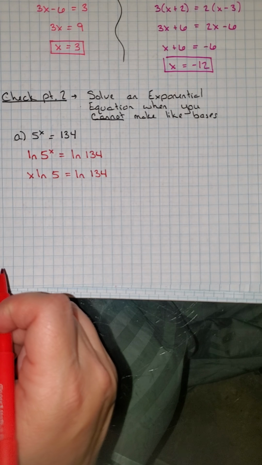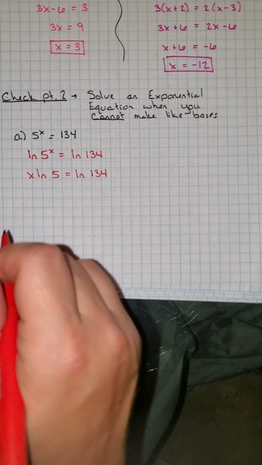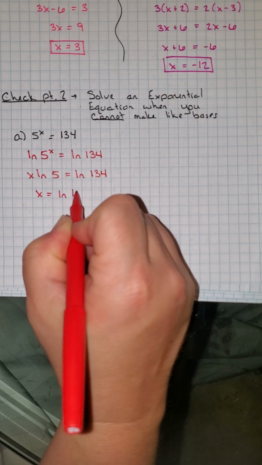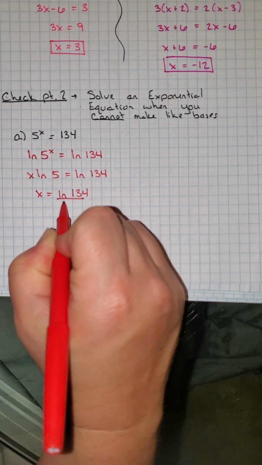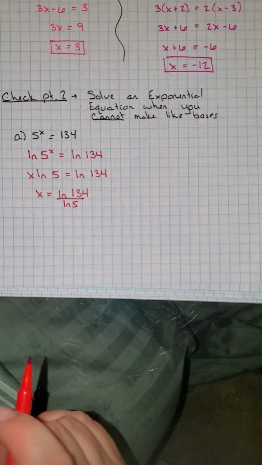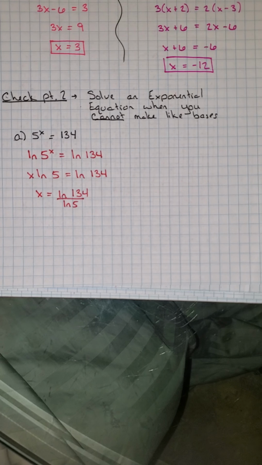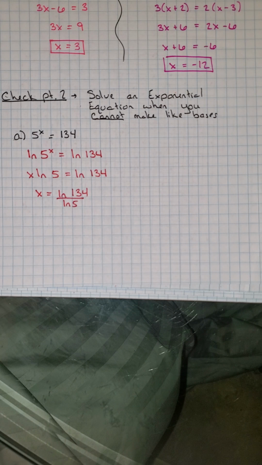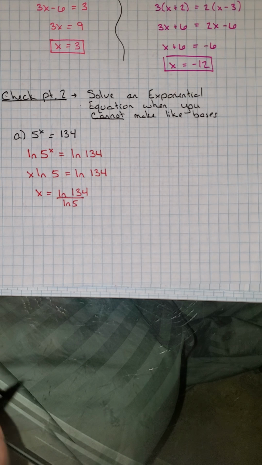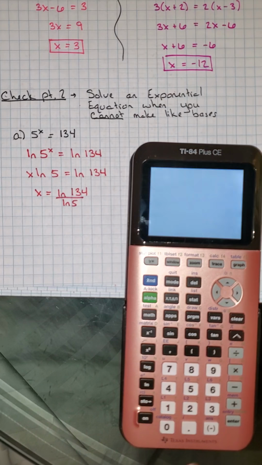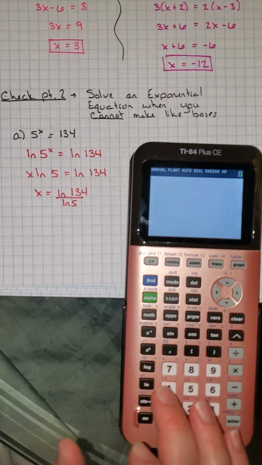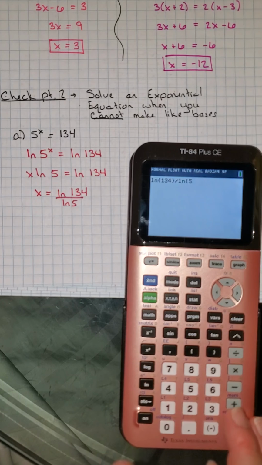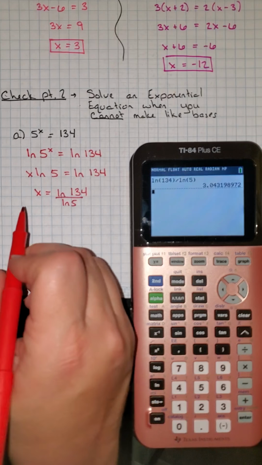And you want the x by itself, so divide both sides by natural log of 5. So x equals the natural log of 134 over the natural log of 5. That would be the exact answer. To get the approximate answer, natural log of 134 divided by natural log of 5, you get 3.04.